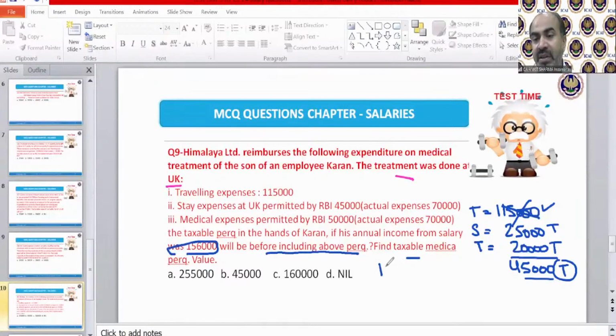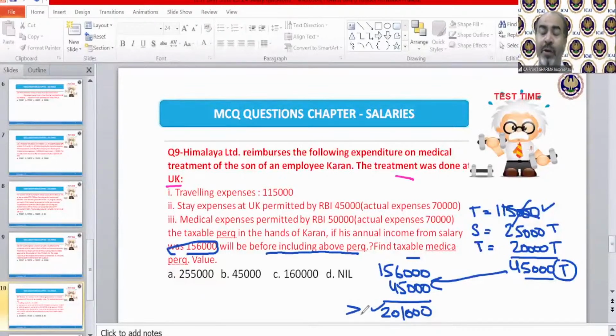So GTI is 1,56,000 before including the above perquisite. And now this perquisite, the taxable value, is going to be added in the GTI. So now the GTI, we can say, is 2,01,000. It's exceeding 2 lakh rupees. And because it's exceeding 2 lakh rupees, now the travel that we exempted earlier is going to be taxable.